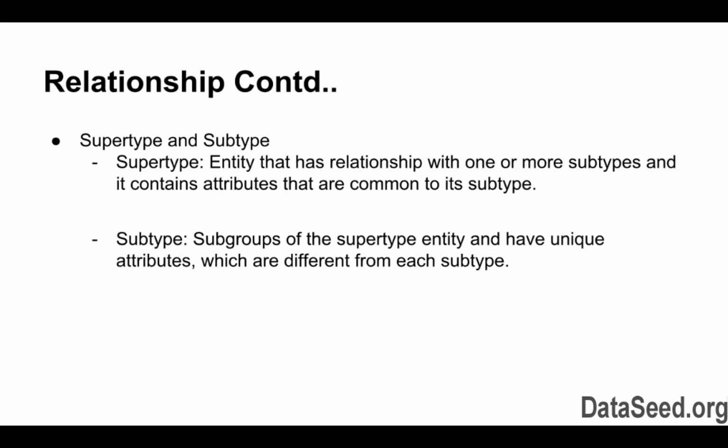At times, a few entities in a data model may share some common properties among themselves, apart from having one or more distinct attributes. Based on the attributes, these entities are categorized as supertype or subtype entities. So a supertype is an entity that has a relationship with one or more subtypes, and it contains attributes that are common to its subtypes. And subtypes are subgroups of the supertype and have unique attributes that differ for each subtype. Each subtype will inherit the values of all the attributes of the supertype.